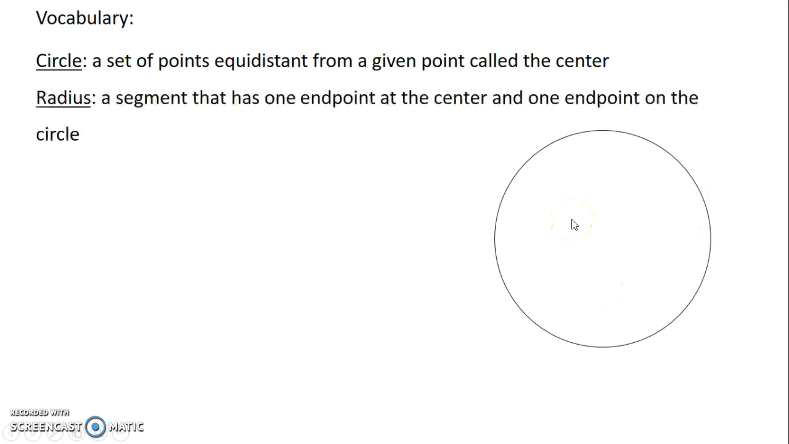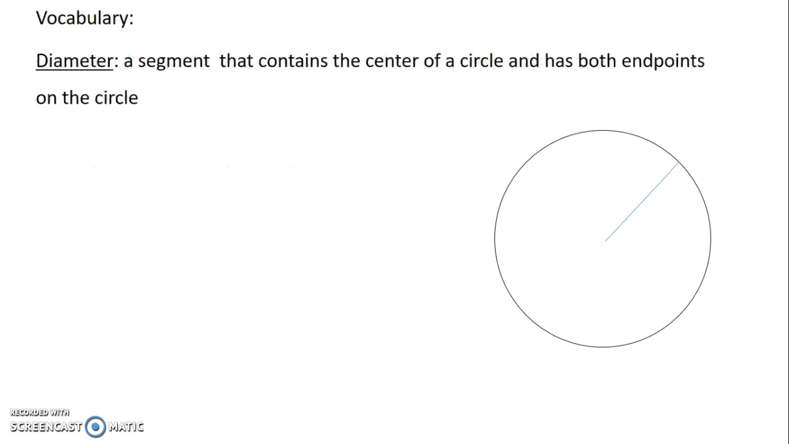Then we have a radius. This is your segment that has one endpoint at the center and one endpoint on the circle. So if it starts at the center, goes to the edge, that's a radius. If you have two circles with the exact same radius, those circles are congruent. So unlike with triangles where you had to have all the sides congruent, all the angles congruent, with a circle you just have to have same radius, done, same circle. Doesn't come up a lot, but I still needed to tell you.